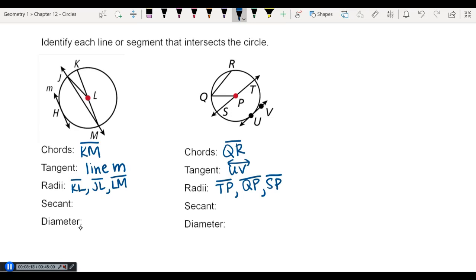So let's go to secant. Remember, secant has arrows on it, right? And it goes through the circle. So in this first picture, what's the secant? JM. And with a secant, what do you have to draw on top since it goes through? Arrows. Okay. What about the next picture? ST. ST is the one that goes through it. And then you would draw a line on top, making sure those arrows go on the end.